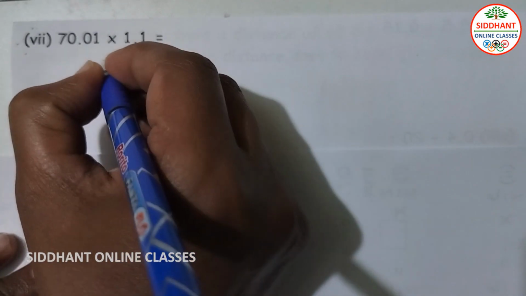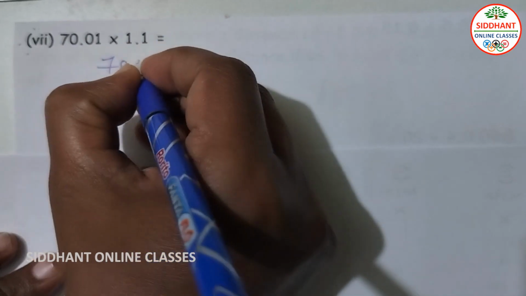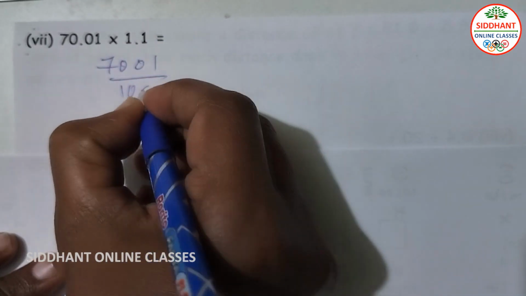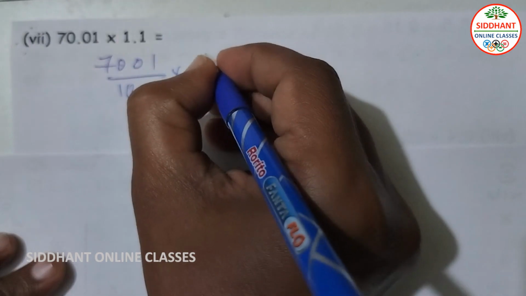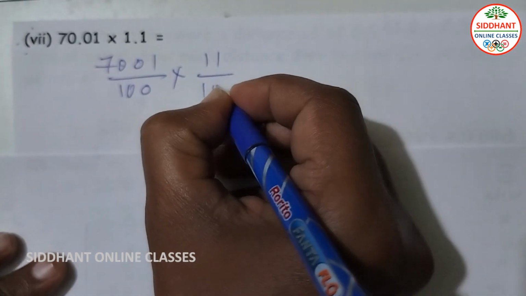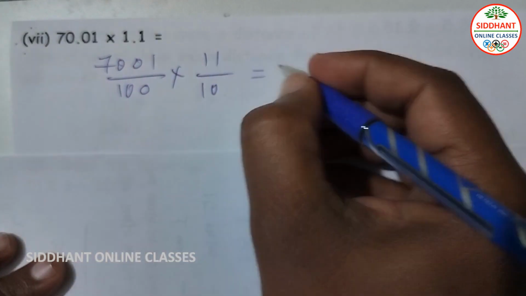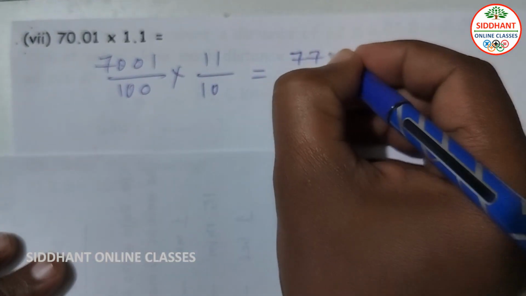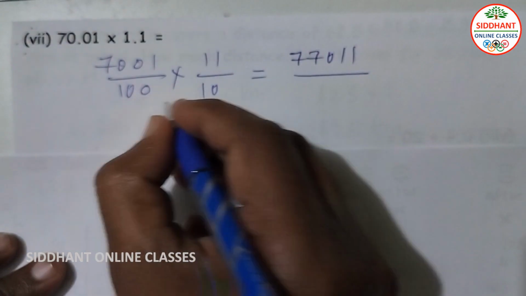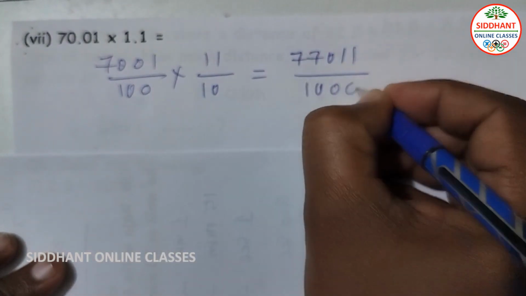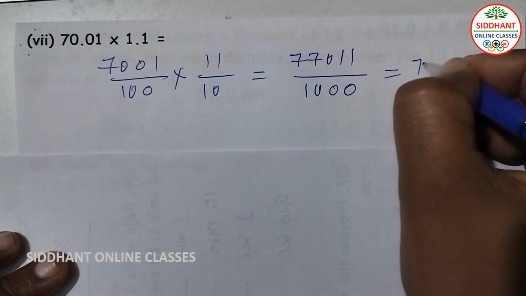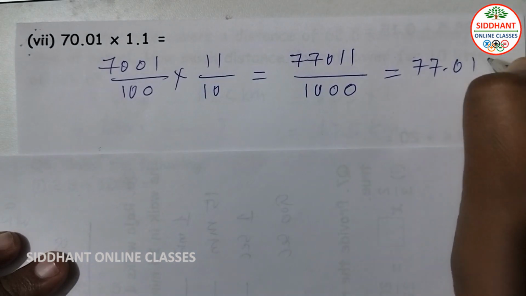Next, 70.01 into 1.1. So 70.01 can be written as 7001 by 100 into 1.1 can be written as 11 by 10. So 7001 into 11, that will be 77011 by 100 into 10, 1000, that equals 77.011.